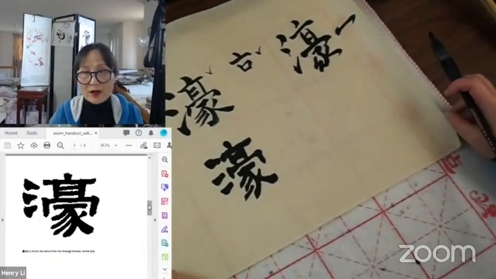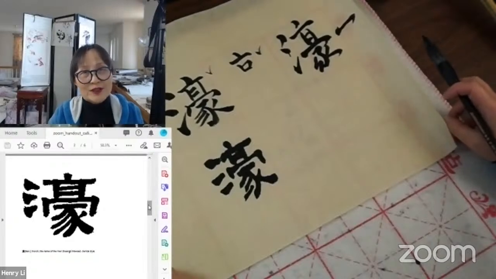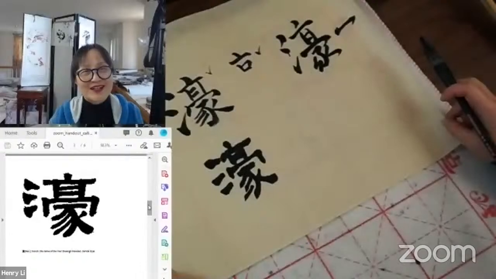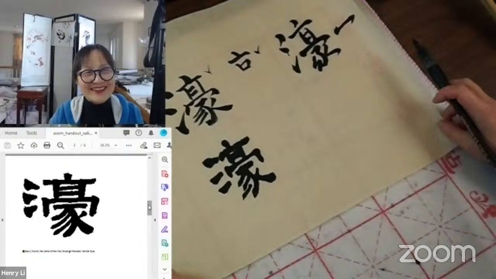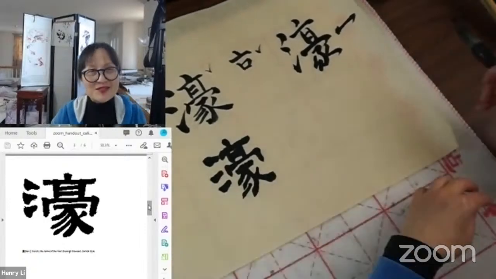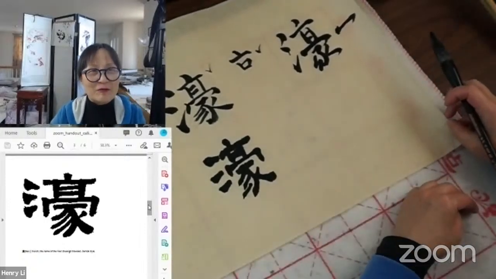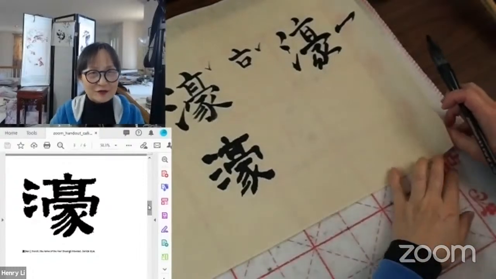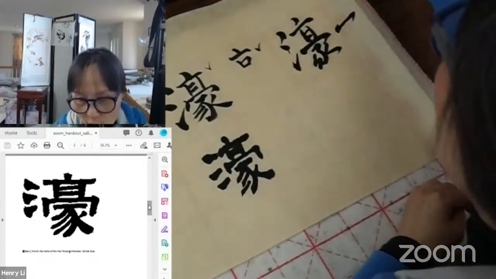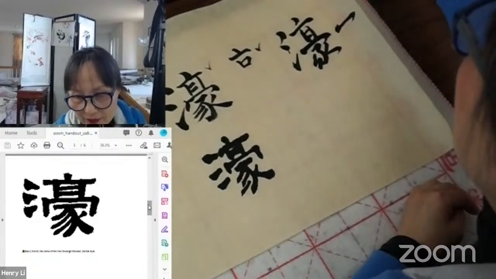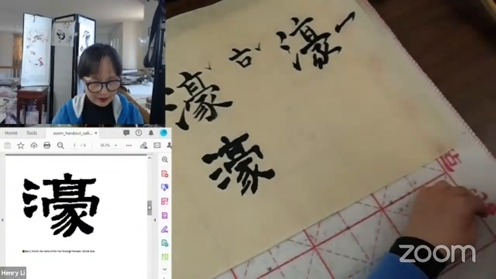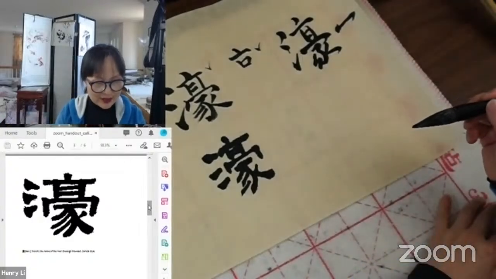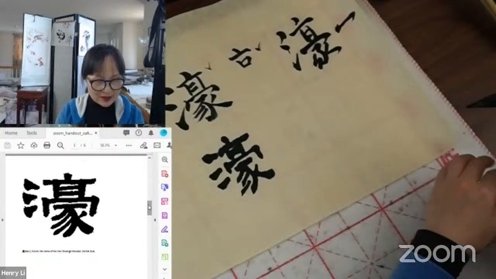Okay, did you notice the radical side, the three dots, is much shorter than the right-hand side for the whole character? Find it? On purpose, I choose this example because it's a classical usage of these things.